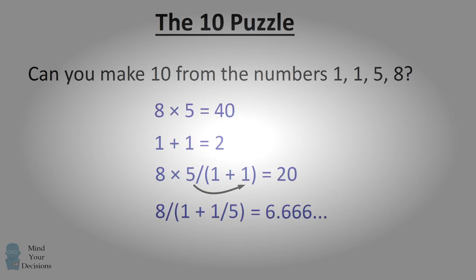So now we've undershot, we want to get back up higher. So we could do that by reducing the denominator and changing the sign to a minus. And now, magically, we've gotten to our solution. 8 divided by 1 minus 1/5 is equal to 10.